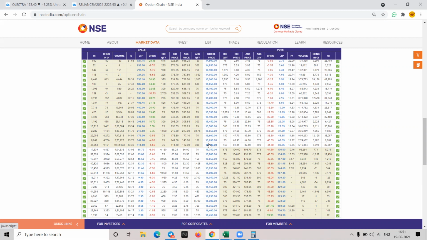Is it clear? What is ATM? Yes, sir. What is ATM? At the market price. At the market. Okay, where the Nifty is nearest to which strike price? This is your at the money strike price, and this is the contract value of it.